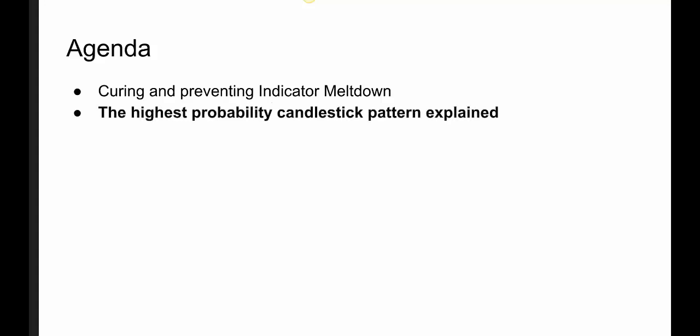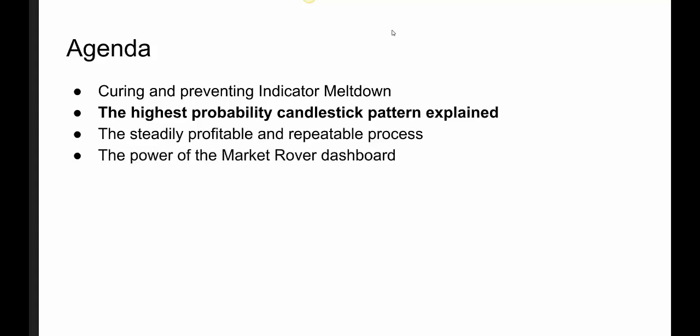Having said that, we now know that we need a process in order to cure and prevent this indicator meltdown. Let's talk about a pattern that repeats itself in the market for a very specific reason, by the way. It's not just a random pattern. It repeats itself because of human emotion. And it's a candlestick pattern. I'm going to show you this pattern right now and make sure you understand it before we move on to finding a process to use this with.